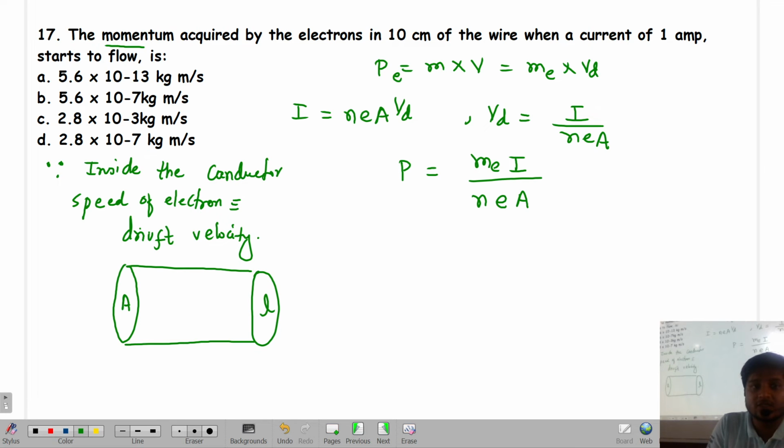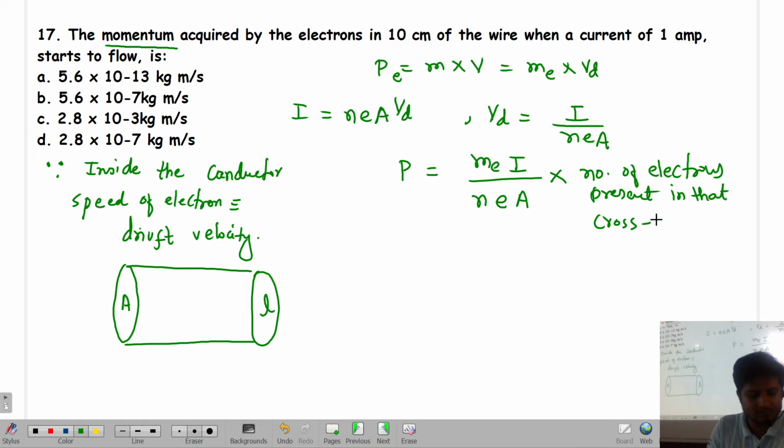So here it is asking the total momentum. Yes or no? So for all those number of electrons, what will be the total momentum? So the total momentum will be the multiplication of the number of electrons present in that cross-sectional area.